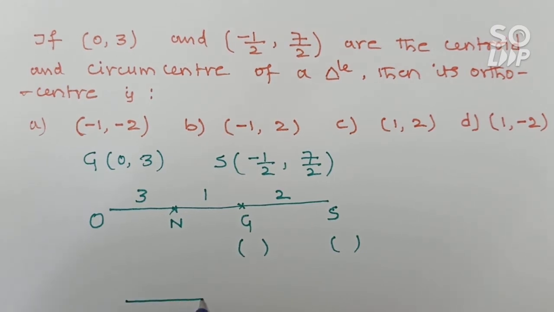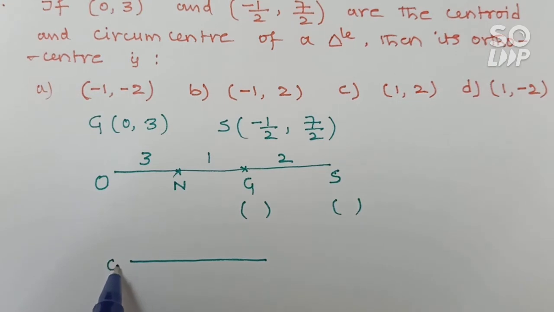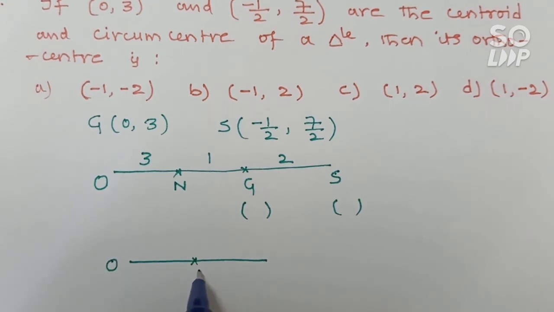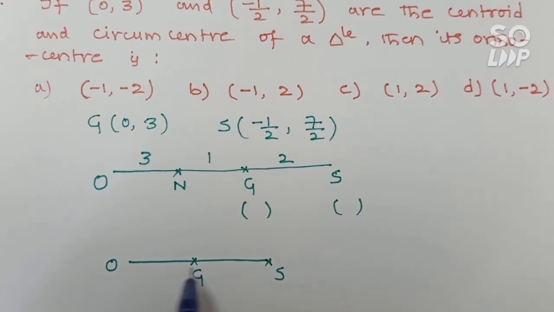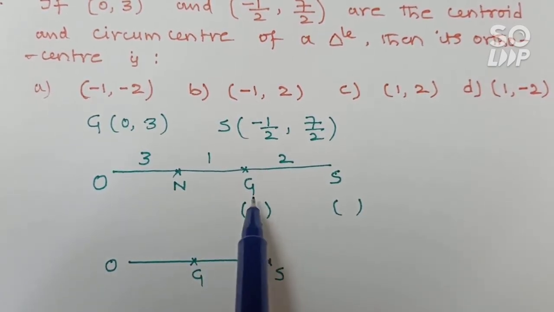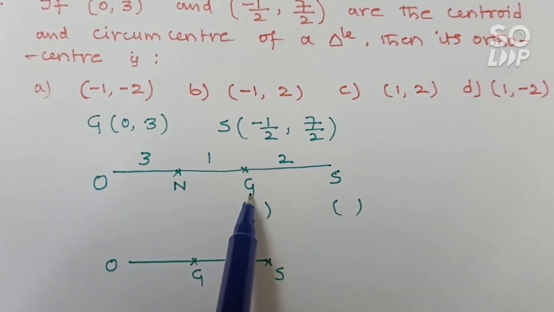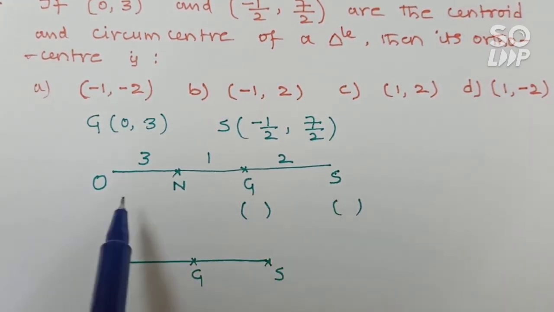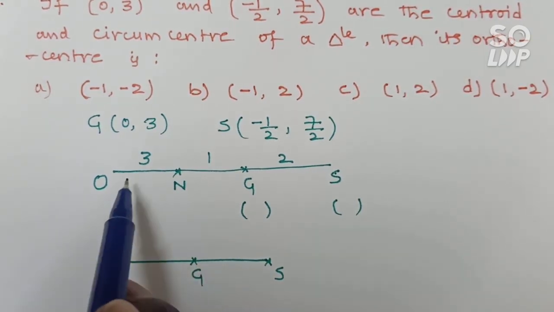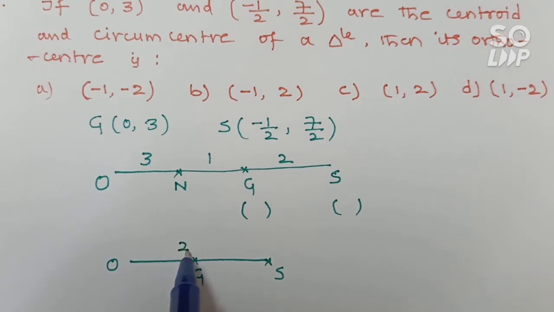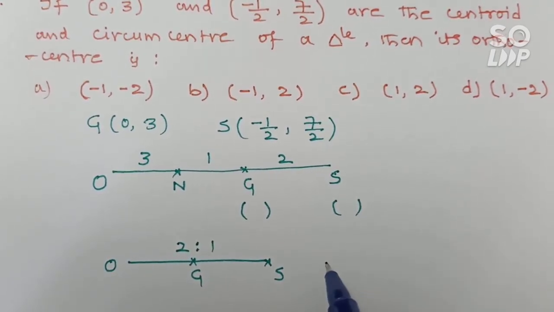So here you can say that this one is O, this one is G and this one is S. OG is to GS, because you take only these three. The given values are the centroid and the circumcenter. We should find the orthocenter. Now the centroid divides OS in the ratio 2:1. Right?